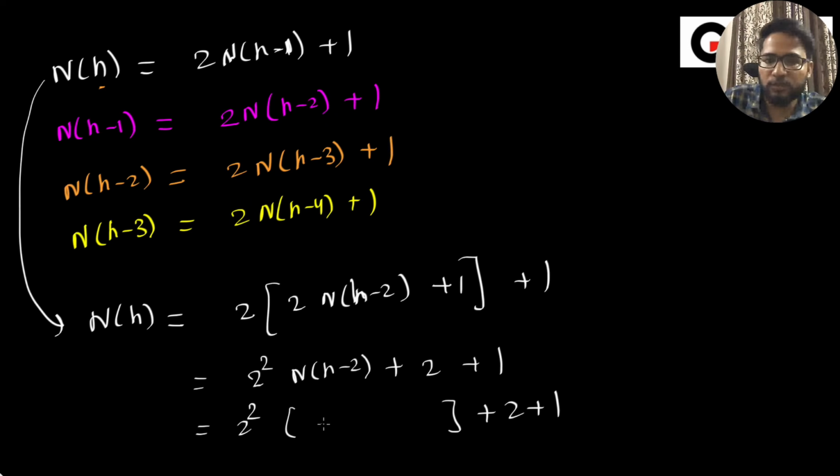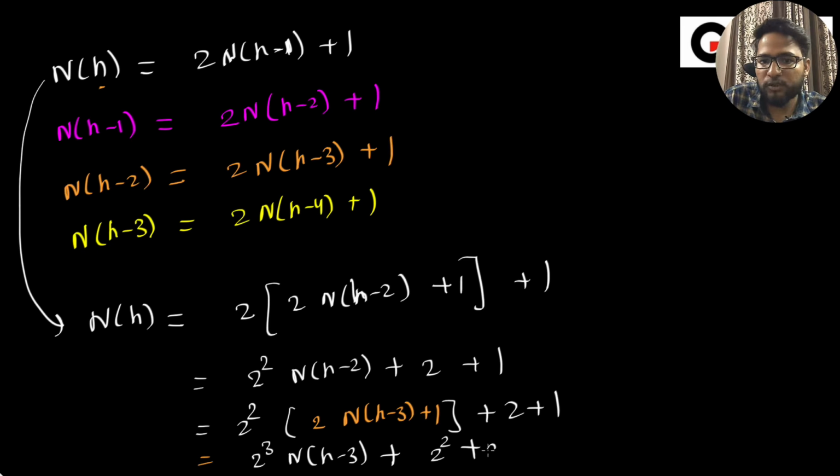So n_h minus 2 is nothing but 2 into n_h minus 3 plus 1, right? Now if you just unroll this, if you multiply by 2 square here, it will be 2 cube into n_h minus 3 plus 2 square plus 2 plus 1, isn't it? So as you observe, whenever you are unrolling just one time or two times, it is saying 2 square into n_h minus 2 plus 2 plus 1. Now here it is saying 2 cube, 2 square, 2, 1, right? And here n_h minus 3.